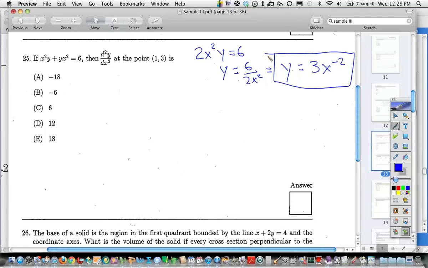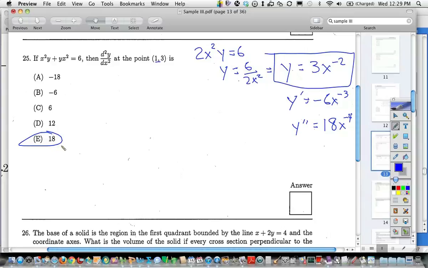Most of the time they don't, though, on those. And most of the time you have to do an implicit differentiation. So see, now your y prime is negative 6x to the negative third. Your y double prime is 18x to the negative fourth. You put a 1 in for x, you get 18, and there's your answer. So that was the much quicker way to do it.